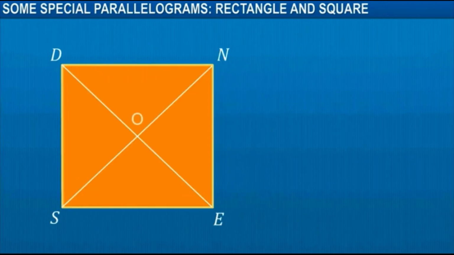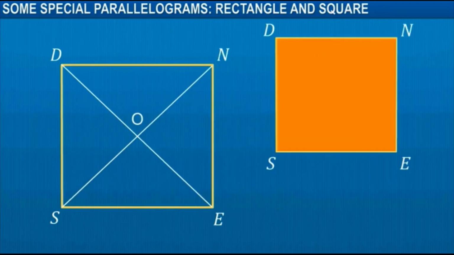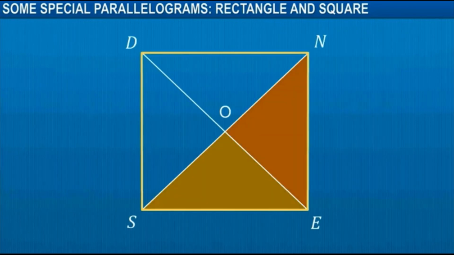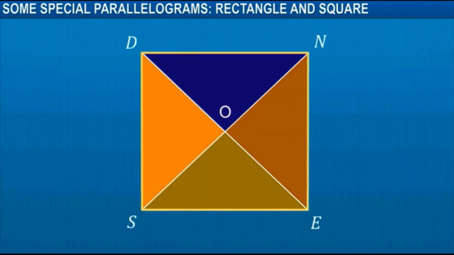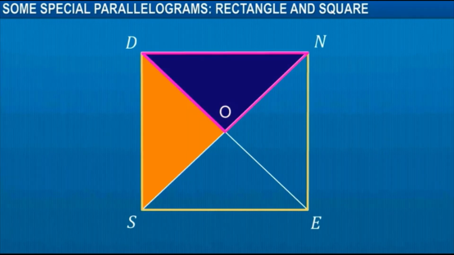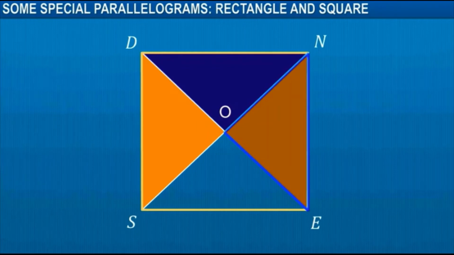Now, let's draw the diagonals of the square. Since a square is a parallelogram, its diagonals SN and ED bisect each other. The diagonals also divide the square into four triangles, namely SOD, DON, NOE, and EOS.